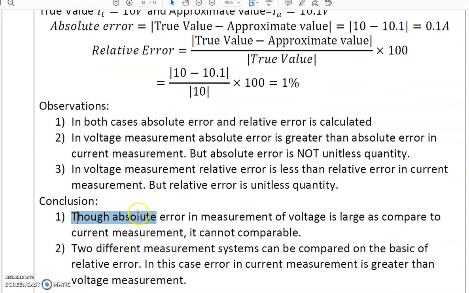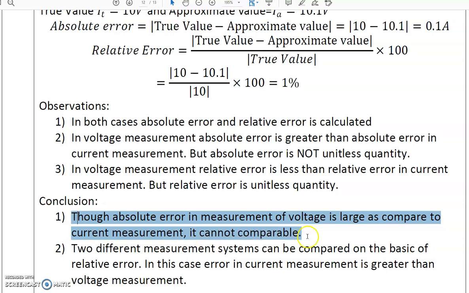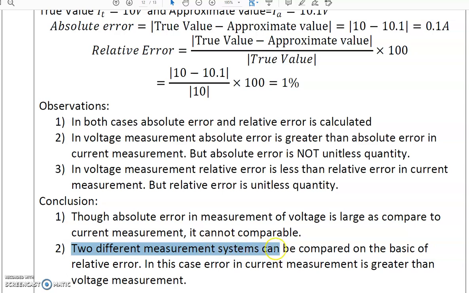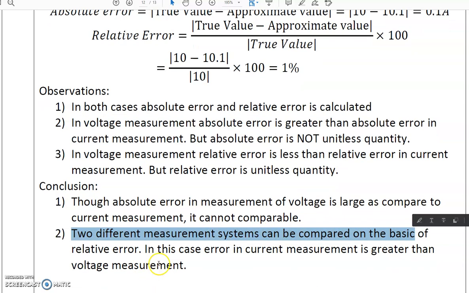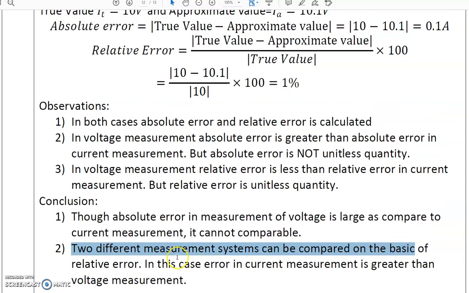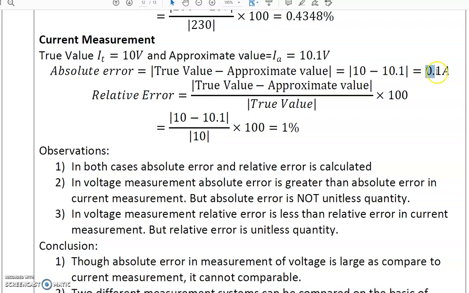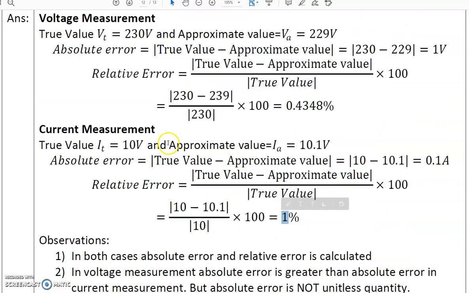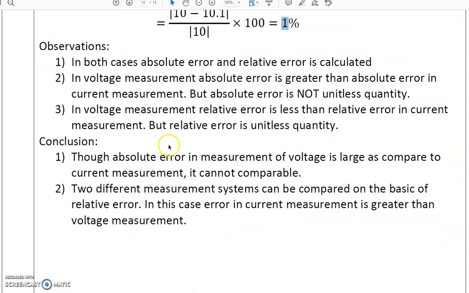So what is the conclusion? Though the absolute error in the measurement of voltage is larger as compared to the current measurement, it cannot be compared because it is not a unitless quantity. So two different measuring systems can be compared on the basis of relative error. In this case, the error in the current measurement is greater than in the voltage measurement. Here it looks like the absolute error is less, but the relative error is larger, so the current measurement is less accurate as compared to the voltage measurement.